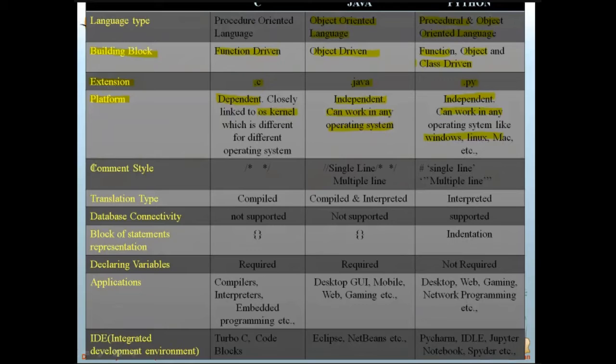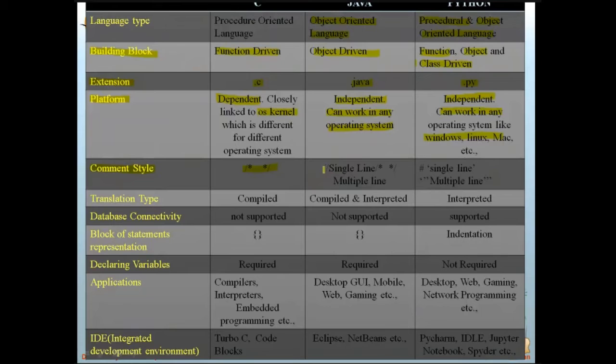Then coming to the comment style, you know what the use of a comment is. A comment is used to describe any code line, and there are many other uses of having comments in your program. Let's discuss that in the coming videos. But as of now, let's try to understand the difference in the style of commenting in C, Java and Python. In C language, you have to indicate hash star and you write your comment in between and end the comment with star hash.